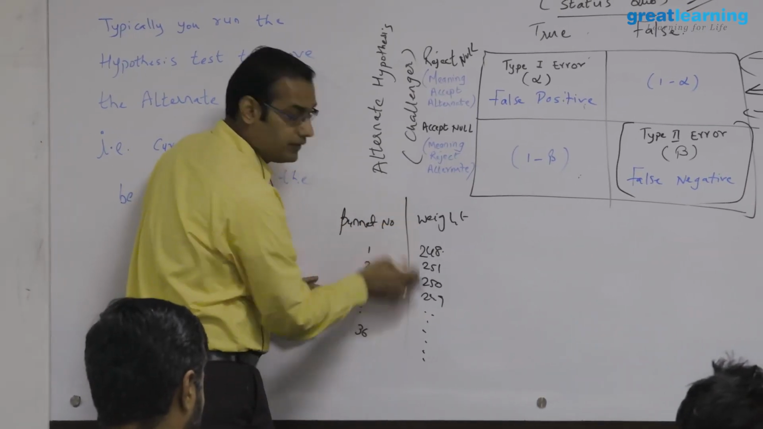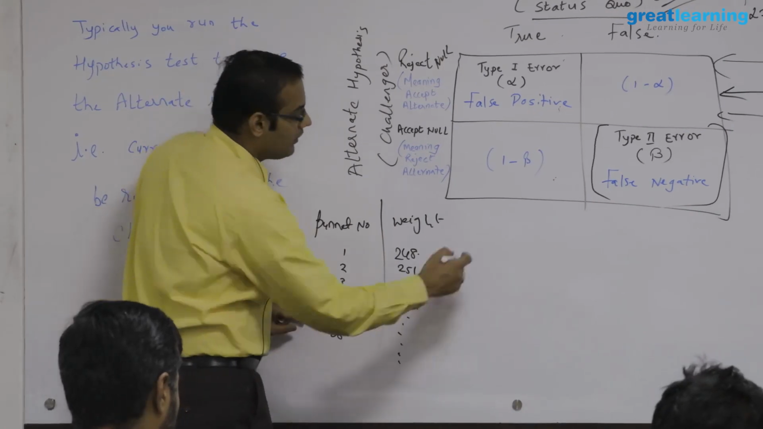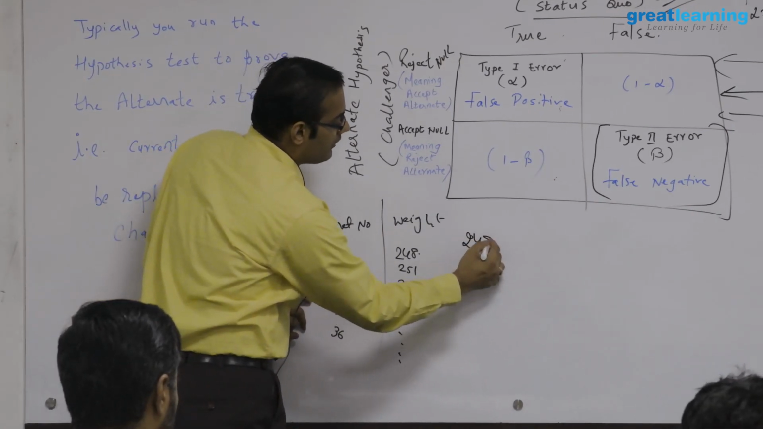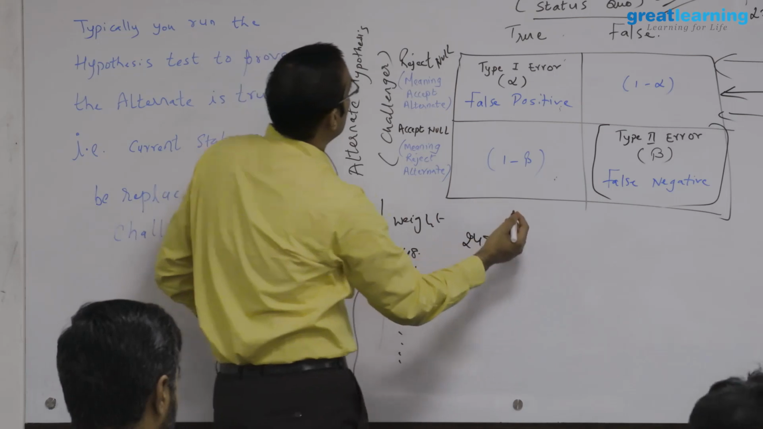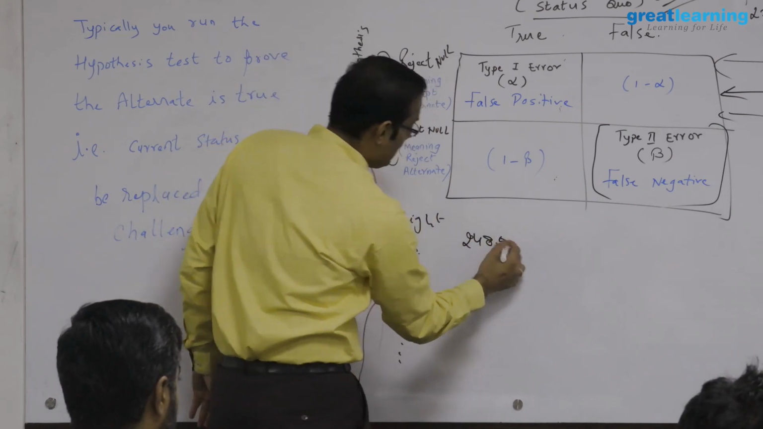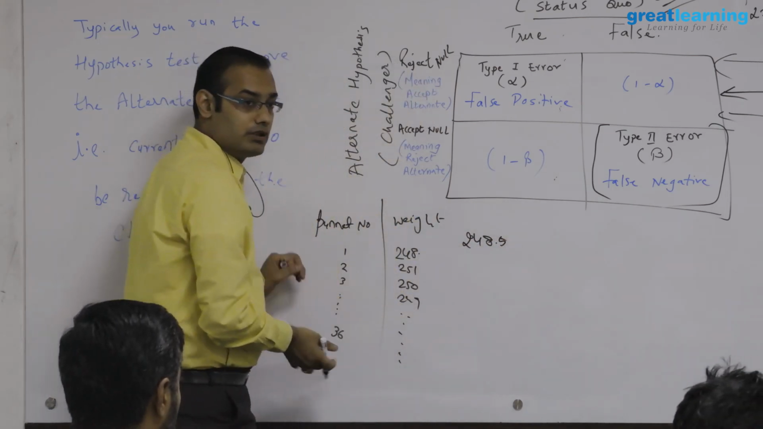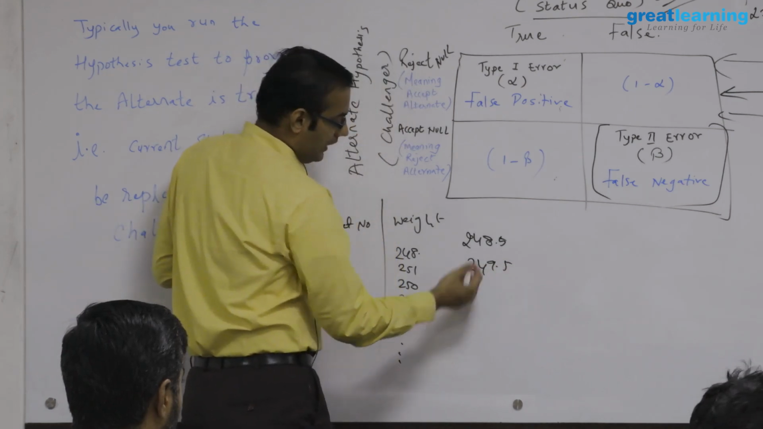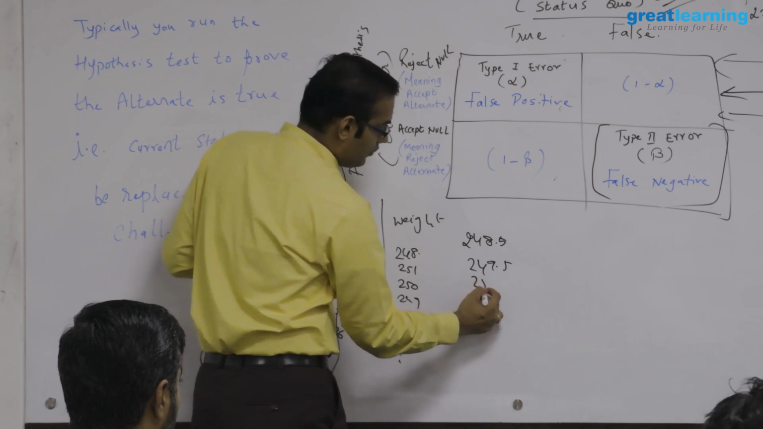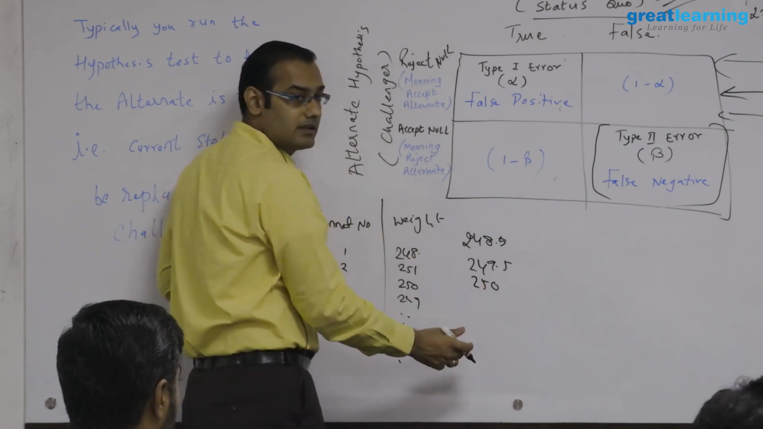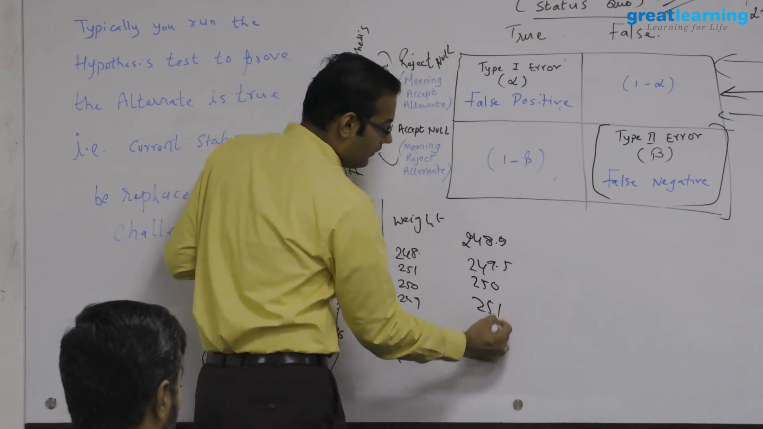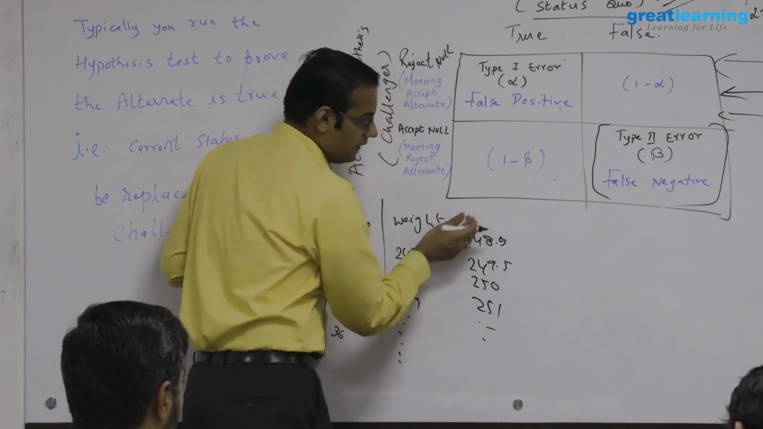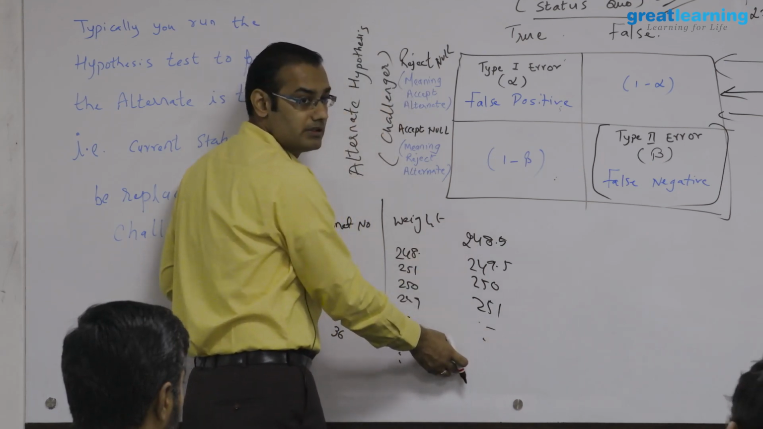I compute the mean of these weights. This mean of these weights comes out to be 248 point something, what is given, right? 248.5. I take another sample of 36 punnet. The mean comes out to be 249.5. I take another sample, it comes out to be 250. I take another 36 samples, I compute 251. I take another 36, and like that I take thousands of samples.